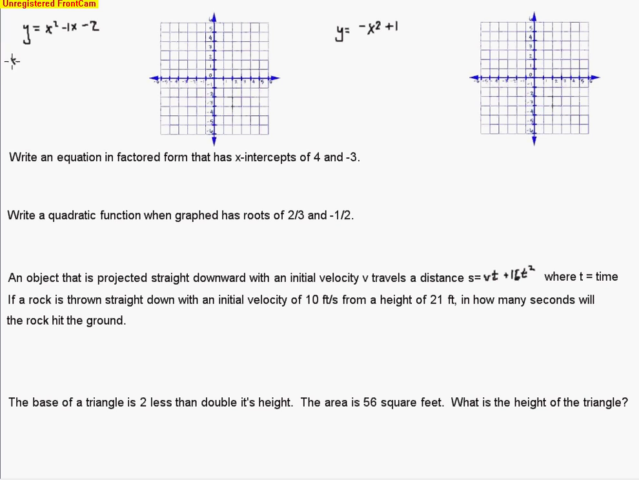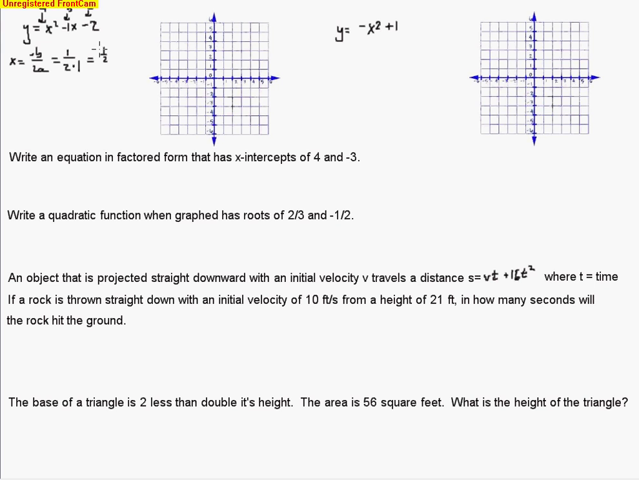Our x component of the vertex is negative b over 2a. So I take the b term, negative 1, and I take its opposite, so it becomes positive 1 over 2 times the a term, which is 1. So this is a right here. Our b term is the number out in front of x, and the c term is the constant. Well, we won't need the c term right now. So we end up with 1/2 as the x component of the vertex.